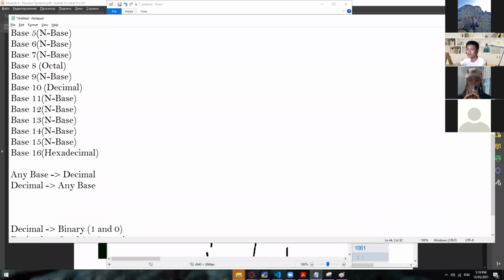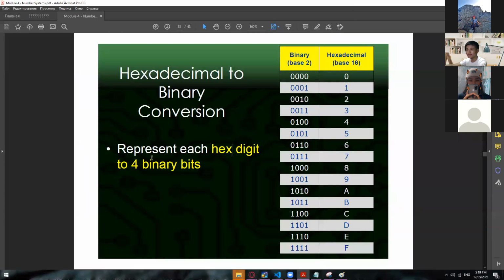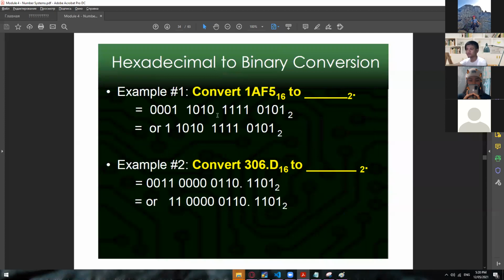Anyway, it's represented by hex, wherein hex is 4 binary bits. The minimum for binary is 4 bits to be exact. So in here we have 0 to 0 is 0, and so on and so forth. So 1111 is letter F. Okay, so let's have an actual example.